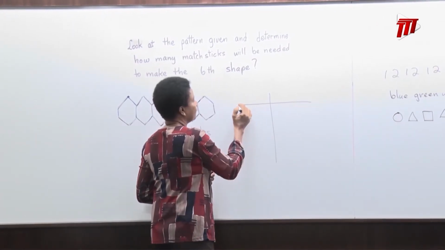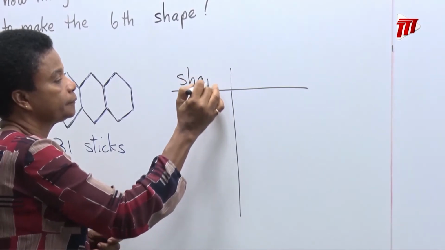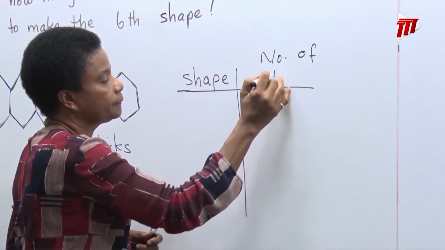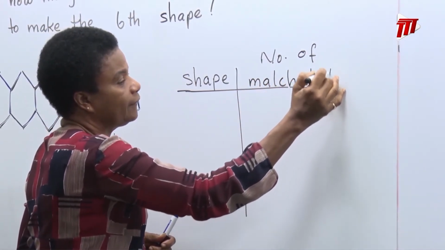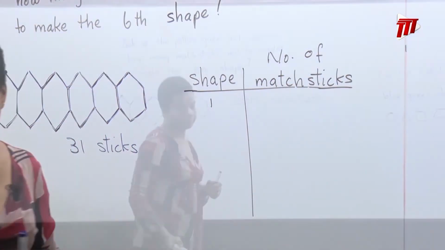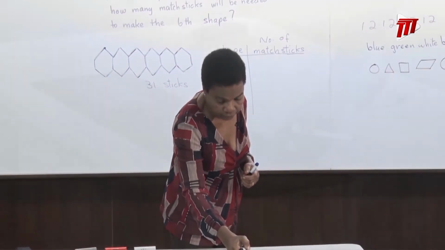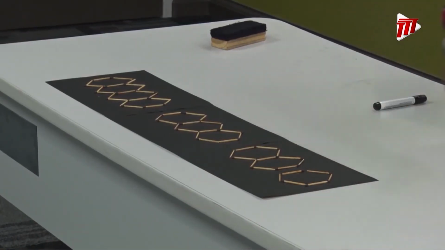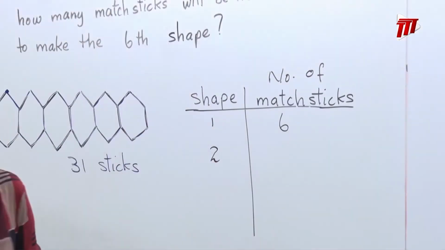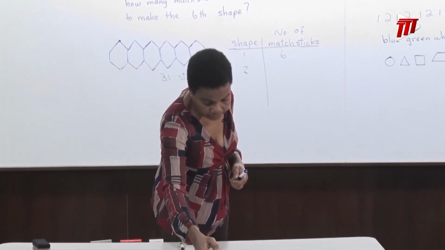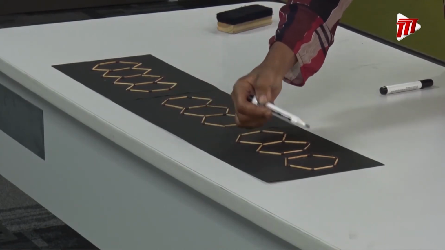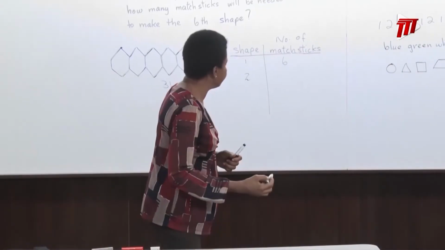So, shape, number of matchsticks. And this is very simple. You can do this at home. The first shape, we used 1, 2, 3, 4, 5, 6 because it was a hexagon. The second shape, let's count again. 1, 2, 3, 4, 5, 6, 7, 8, 9, 10, and don't forget the one in the center, 11.